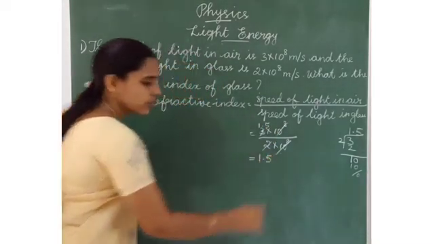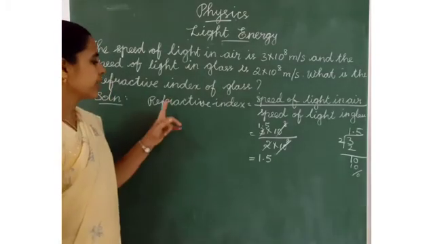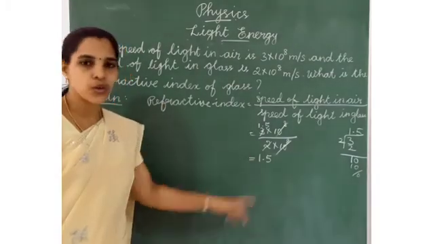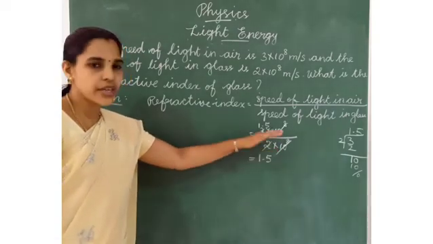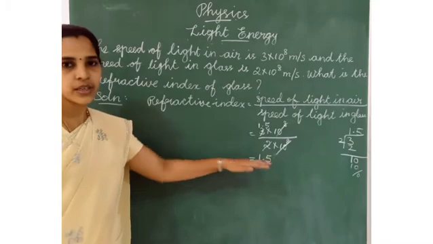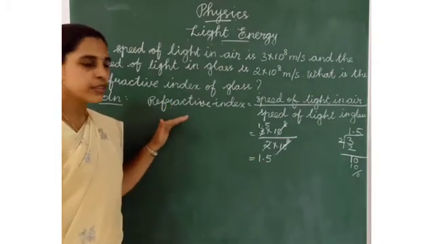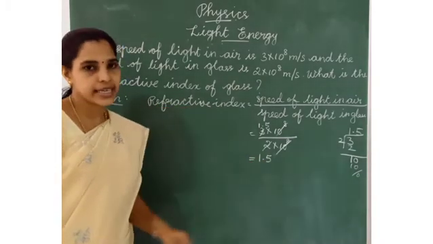1.5. Don't write the unit. Refractive index has no unit, so no need to write the unit here. We just have to divide these numbers and write the answer. No need to write the unit in refractive index.